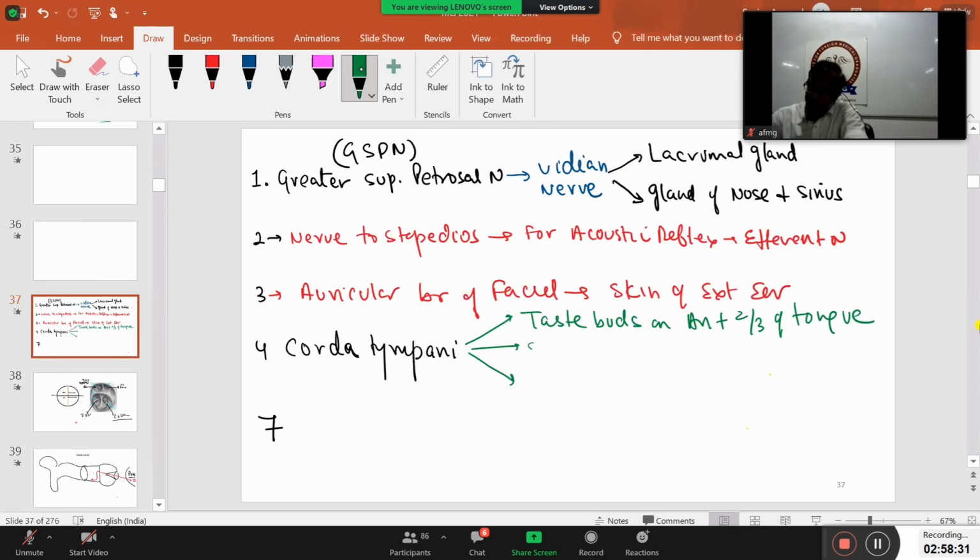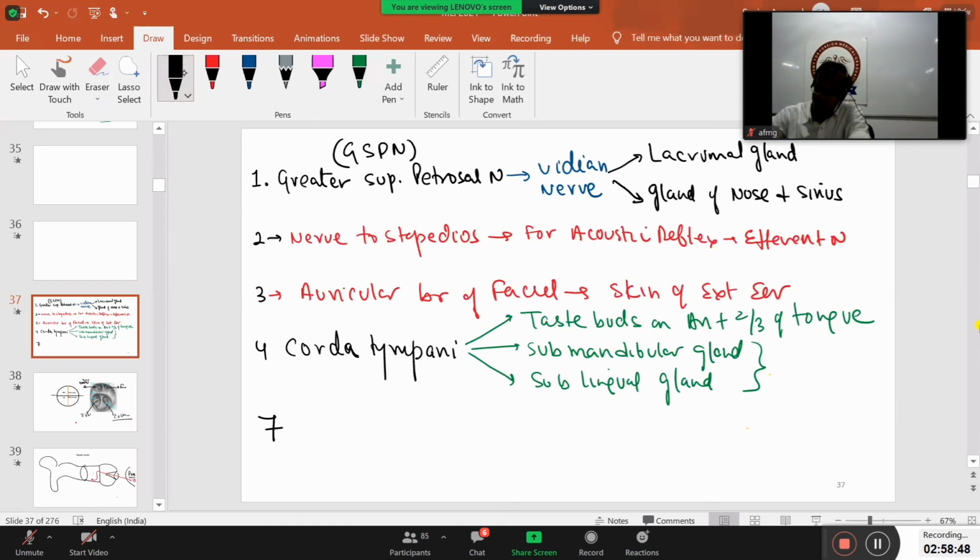And it supplies two glands, submandibular gland and sublingual gland. What do the two glands do? They produce saliva, 75% of saliva. They together produce most of the saliva. So saliva production is also mainly controlled by the facial nerve.